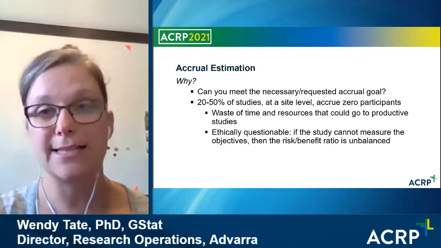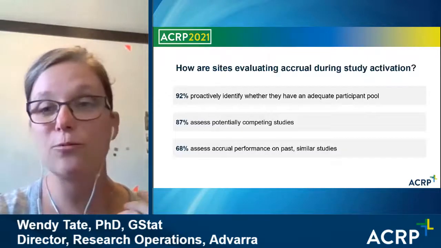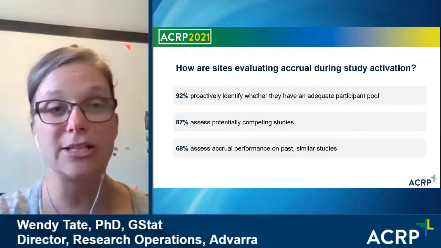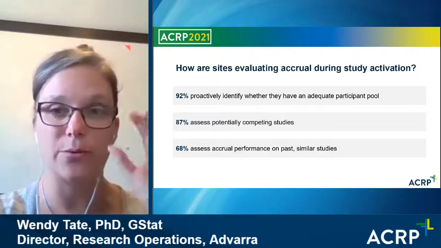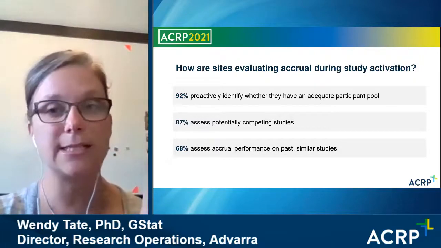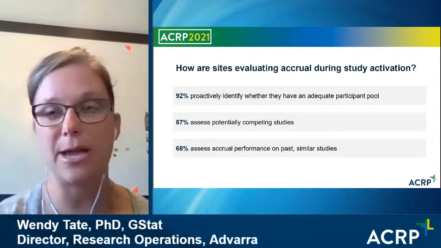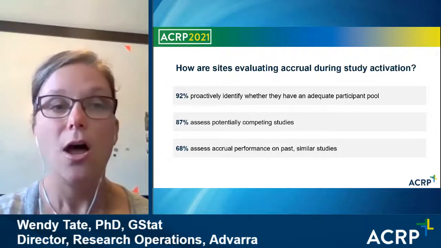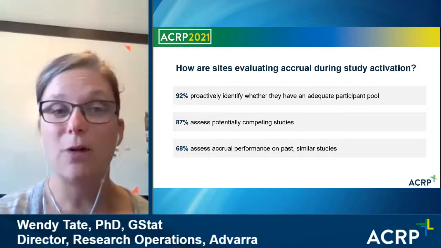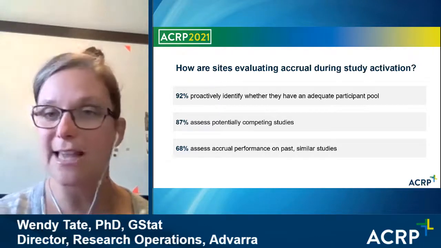So we talked to our sites. How are they actually evaluating accrual during study activation? And it's really good to see that almost everyone, 92%, were proactively identifying whether or not they have an adequate participant pool. If this study is enrolling this specific patient population, they're going and seeing, do we actually have that patient population from which we can enroll subjects from? Great. Almost 9 out of 10 are assessing potentially competing studies. I would love to see that higher.